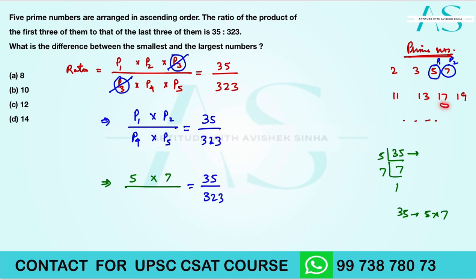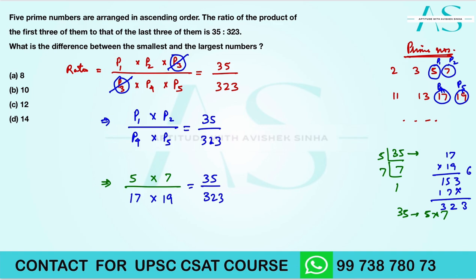Then if I multiply these two, 19 and 17, let's see, 9 7s are 63. Yes, we are getting the last digit as 3. Let's check. 17 into 19, 9 7s are 63, and the product is 323. Bingo. So P4 and P5 are actually 17 and 19.